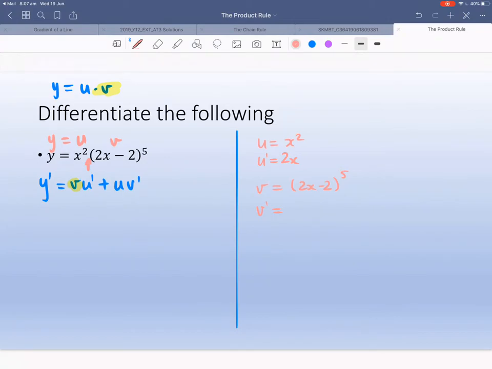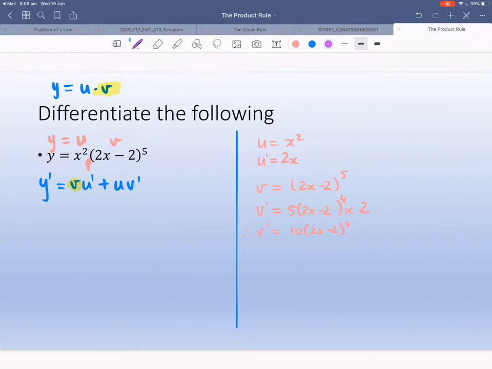This is the chain rule. What's going to stay the same? What's inside the brackets, exactly the same thing: 2x minus 2. The power of the brackets goes down by 1, so 5 goes to 4. The 5 goes to the front, and we multiply by the derivative of the inside. The derivative of the inside, hopefully you already know, is 2. It's just the coefficient of x in this case. So therefore v dash equals 10 (2x minus 2) to the power of 4.